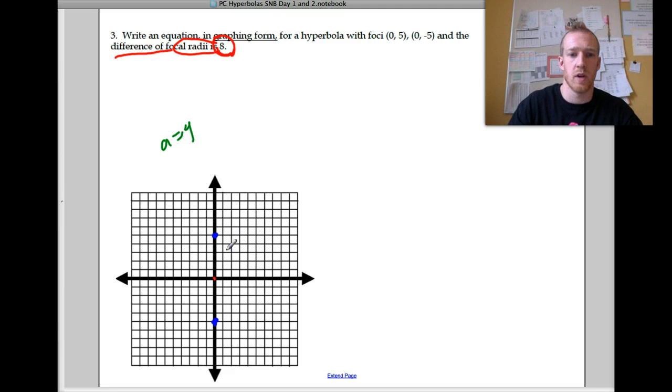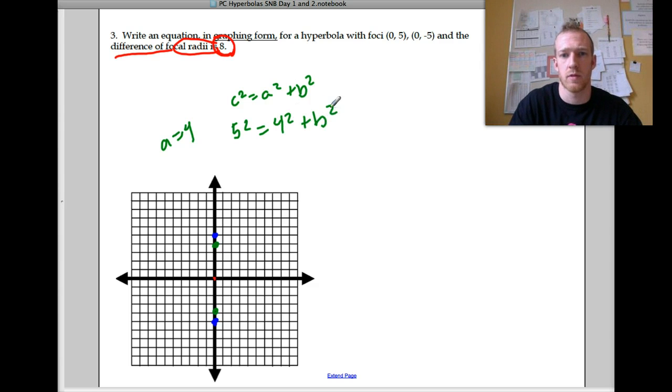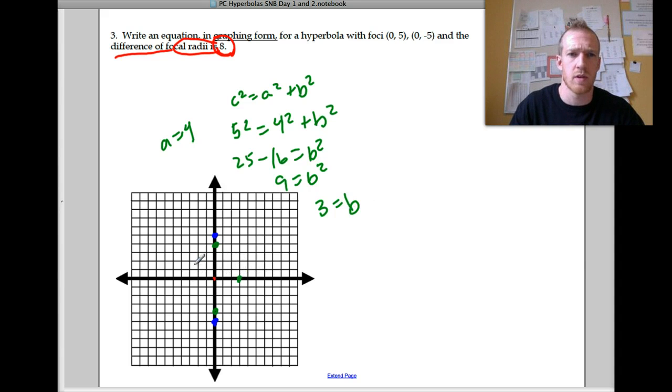So here our a is equal to 4 based on what I just did on the other page. We have our c, so we can find our b. We know that c squared equals a squared plus b squared for a hyperbola. It's plus. So it has 5 squared equals 4 squared plus b squared. So we have 25 minus 16 equals b squared. So 9 equals b squared. So 3 equals b. So you didn't actually have to graph it. No, you didn't have to graph it, but I like to have a picture.